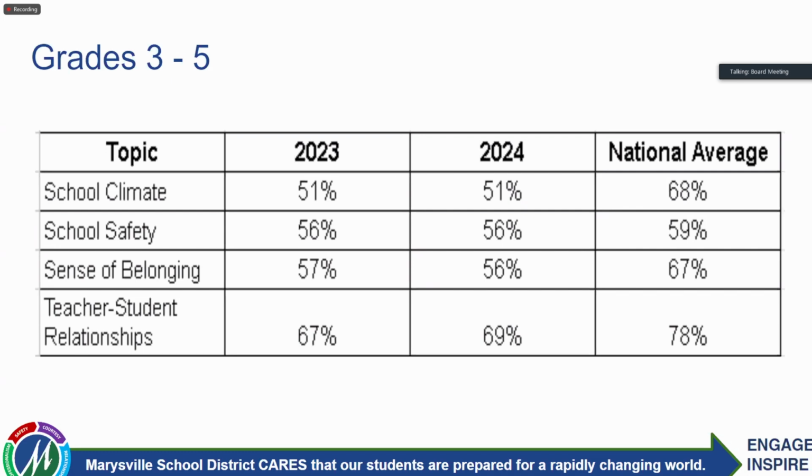The teacher-student relationships in 2023 was 67%. 2024 was 69%, and the national average is 78%.